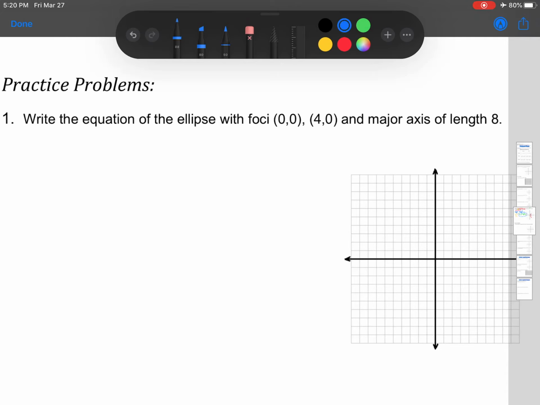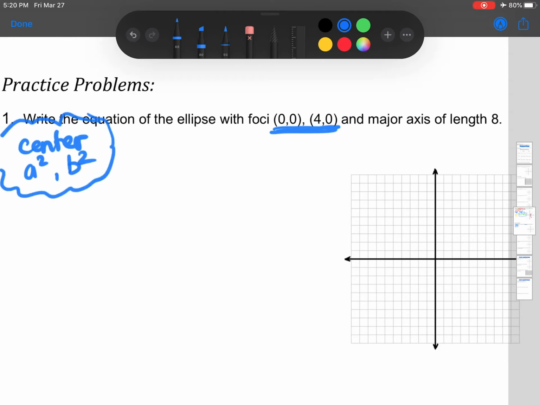Okay, welcome back. Write the equation of the ellipse with the foci (0, 0), (4, 0) and the major axis of length 8. Now, it is giving me the foci. What do you know about the center? To write an equation, we need 3 things, right? We need our center. Let's write that down of an ellipse. We just did a question, a square and b square. These are the 3 things we need.